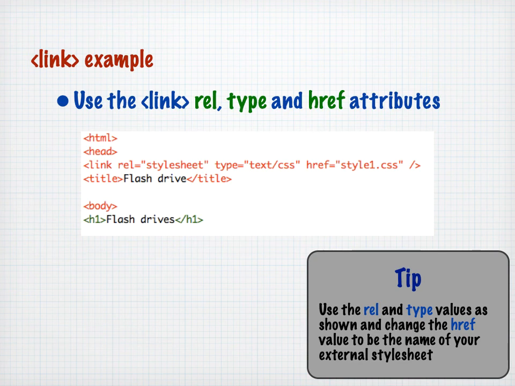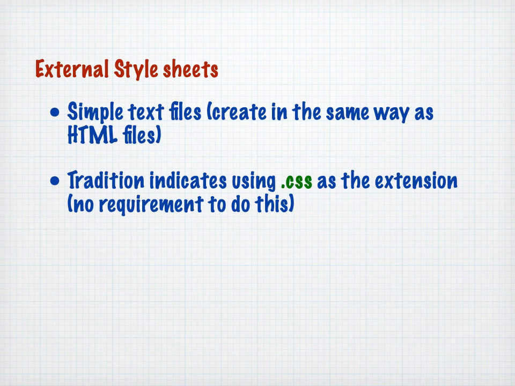So really, all you have to do is copy that line and just change the third attribute to point to the name of the CSS file. Now, as I've indicated, the best thing to do is to save them in the same location and use .css as the extension. There's no requirement to do that, but it is the suggested way of doing it.